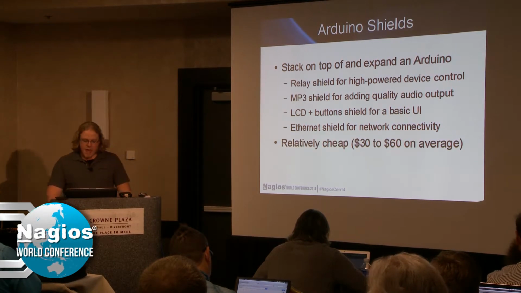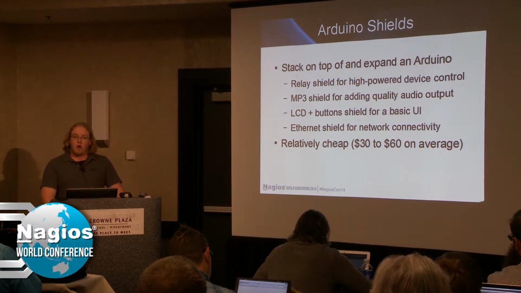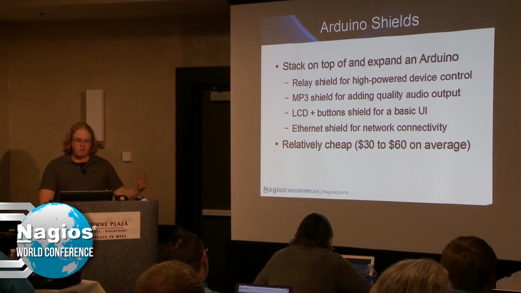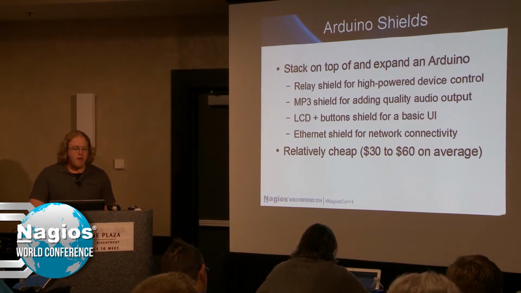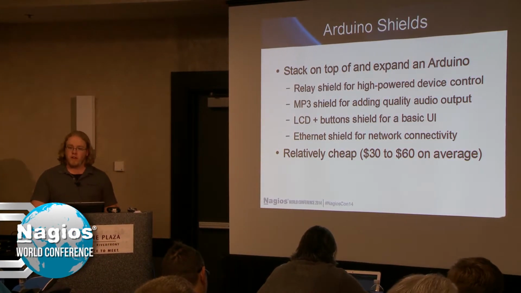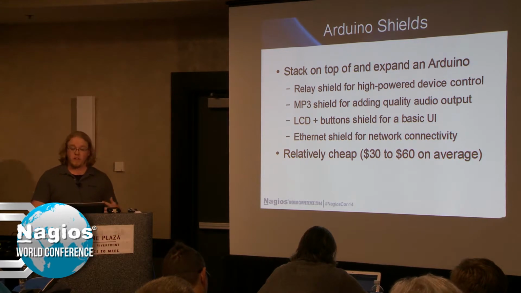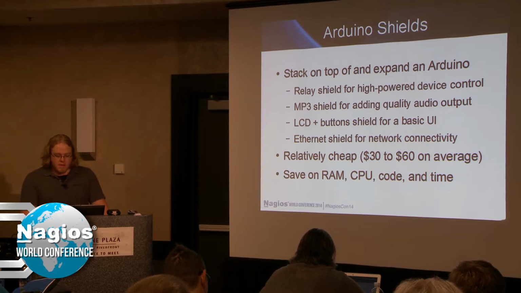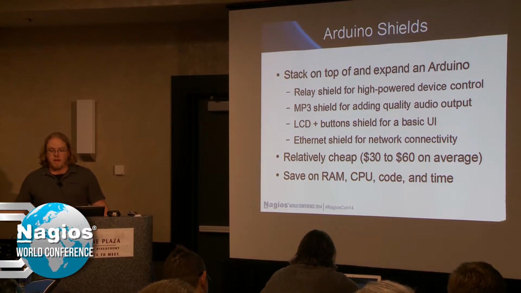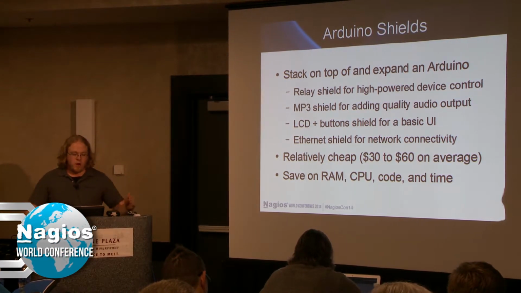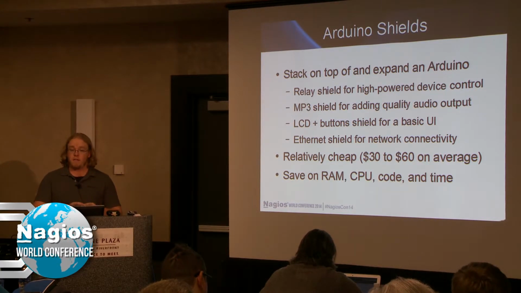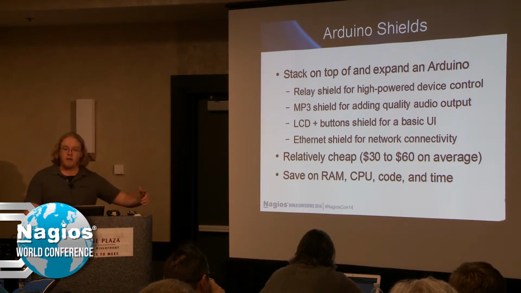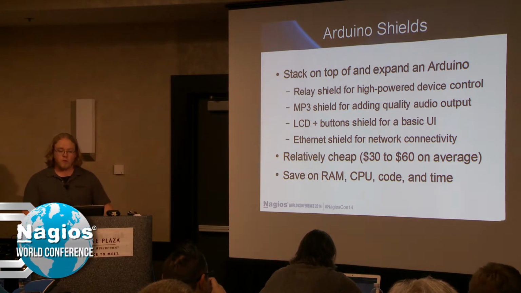The other beautiful thing about them is that they are relatively cheap. $30 to $60 on average. Now, that might sound like a lot because the board is $25 and the shield is $30. But if you compare that with some of the other solutions out there, especially with the open source nature of this, you're really getting a lot out of it. The other thing, as an auxiliary benefit, is that instead of having to do all of that code on the Arduino itself, which does have fairly limited memory, you can offload that to the shield, which will take care of all that for you.